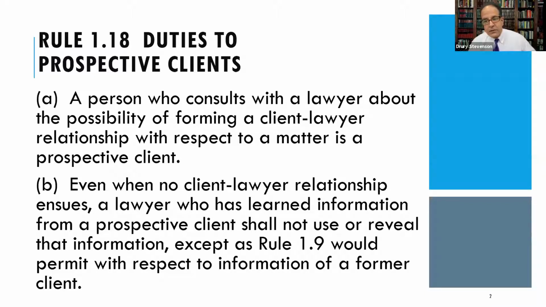So this is the normal situation where someone comes into your office for a consultation and you're trying to decide whether to represent them. Whether you represent them or not, we are going to call them a prospective client for purposes of the Model Rules. B: even when no client-lawyer relationship ensues, a lawyer who has learned information from a prospective client shall not use or reveal that information except as Rule 1.9 would permit with respect to information of a former client. Part of the way this overlaps with the conflicts rules is the reference to Rule 1.9, which is for former clients.